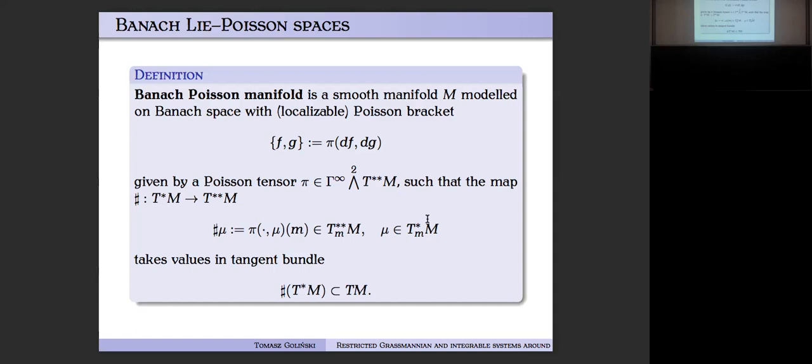It's not enough to say that we have a Poisson bracket with some properties. One needs to be a bit more careful. For example, one needs to say you have a smooth manifold modeled on a Banach space, and you need to assume that the bracket is localizable and that it is given by the Poisson tensor. And the third thing we need to assume is that if we consider the sharp map, which naturally is a map from the cotangent bundle to the double dual of the tangent bundle, it's not good enough, because the double dual is not good for considering flows. So one needs this sharp map to take values in fact in the tangent bundle. That's an additional assumption one needs to put on a Poisson structure on a Banach manifold.